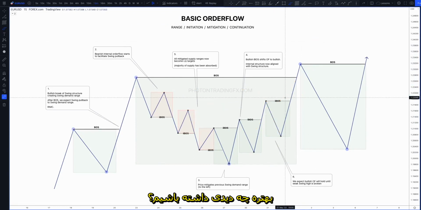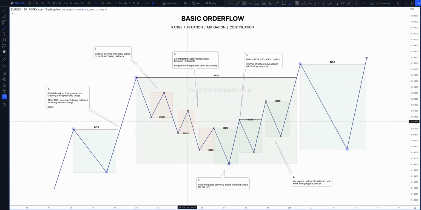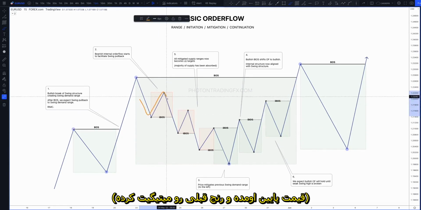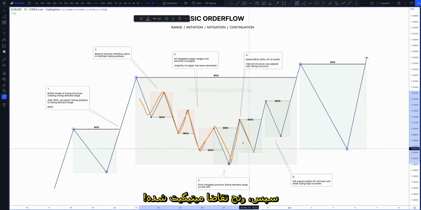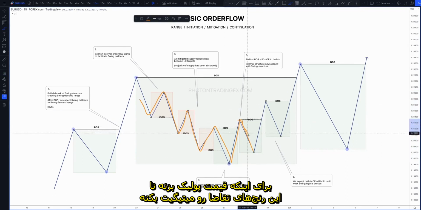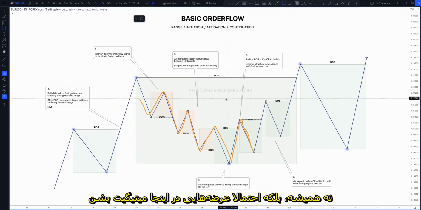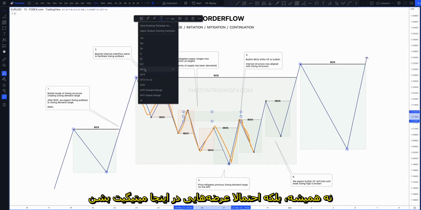So the way you want to view that essentially is, because all of these ranges have been mitigated, price comes down, mitigates the prior range. Price comes down, it mitigates the prior range. Price comes down, and then we get the bullish shift in order flow. Then we mitigate the demand range, right? So for price to pull back and mitigate this demand range, not always, but it's very likely it's going to have mitigated some supply within here.